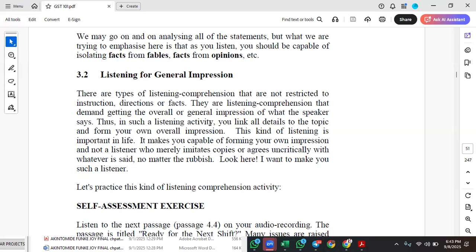So when you listen in that kind of format, you are listening for general impression. That is not listening to take facts or directions or instructions from the speaker. You've listened, you've processed, you've generalized, you've linked it to your own life and to things happening around you before you jot down. So that is listening for general impression.